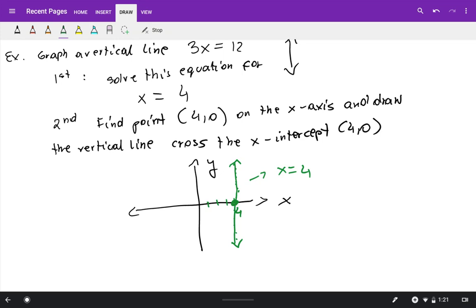And technically that's it for section 11.2. In 11.2, we only talked about how to graph a linear equation in the form ax plus by equals c. We talked about how to find the x and y intercepts, and also how to graph vertical and horizontal lines, and that's it.